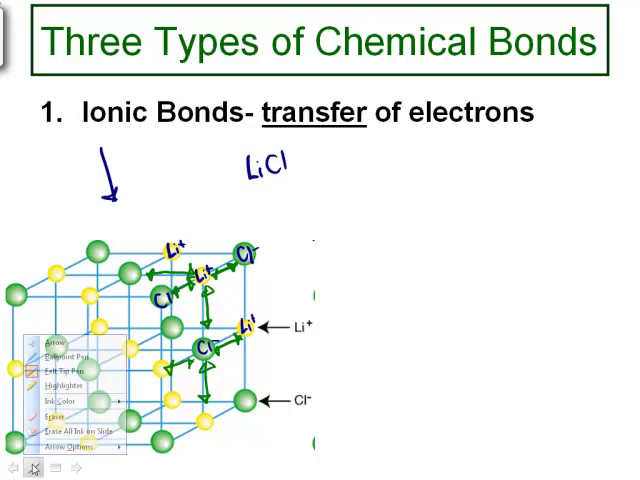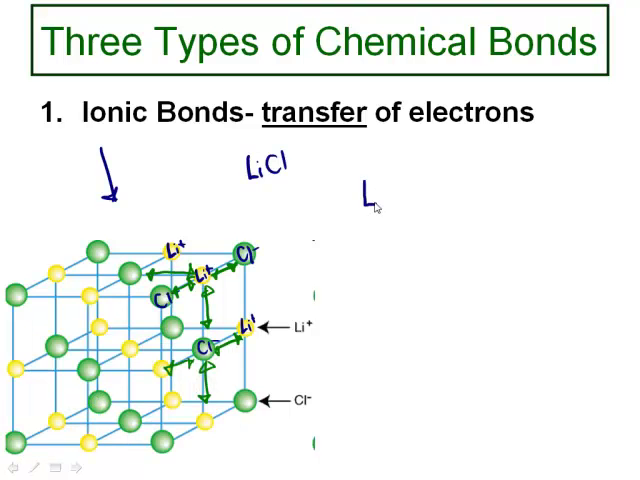Now, where this comes from is, if we think about a solitary lithium atom and a solitary chlorine atom right here, lithium has one valence electron.